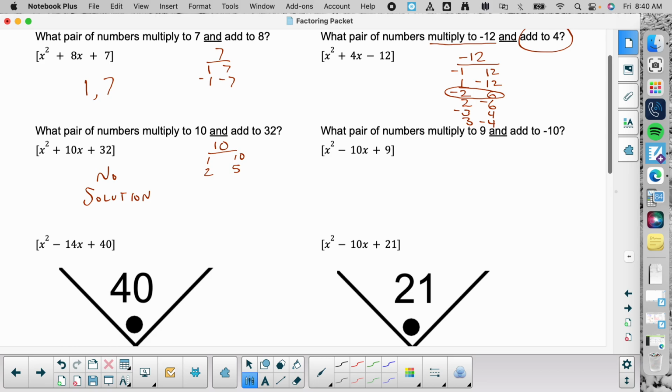Why don't you guys see if you can do the fourth one on your own? Set it up by writing down the different ways to multiply to +9.